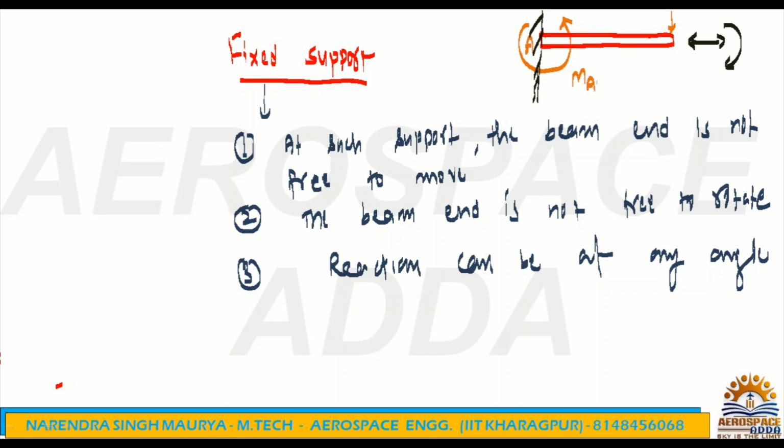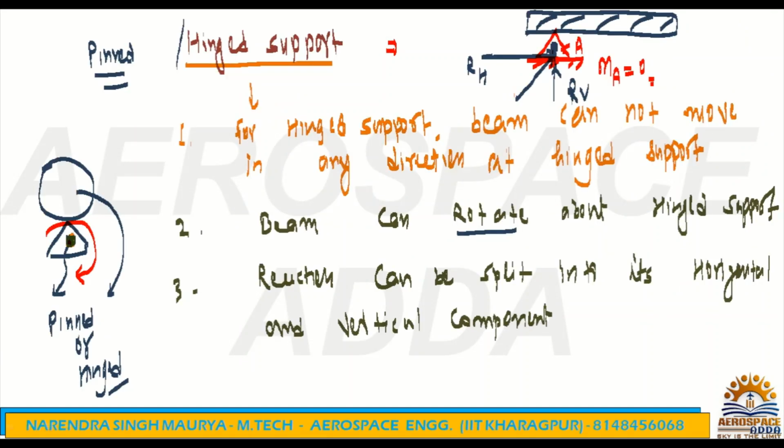So resisting moment at A will exist because the fixed support will not allow free rotation. When you apply any load P at the free end, this beam will try to rotate or deflect in this way. So here at end A, because it is a fixed support, it will try to resist that rotation, hence the resisting moment will come into picture. But if you talk about the hinge support, like for the door, the hinge support is not resisting that rotation.